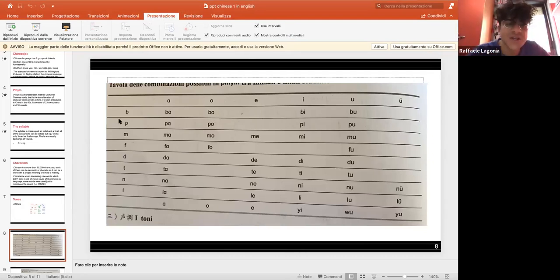Here are the initials and here are the finals. This is only a part of all the initials and all the finals in Chinese, but it's something to start repeating, to start speaking, okay? So let's see how to pronounce these letters that are Latin letters.